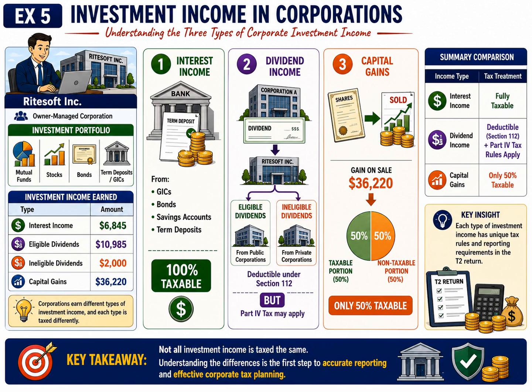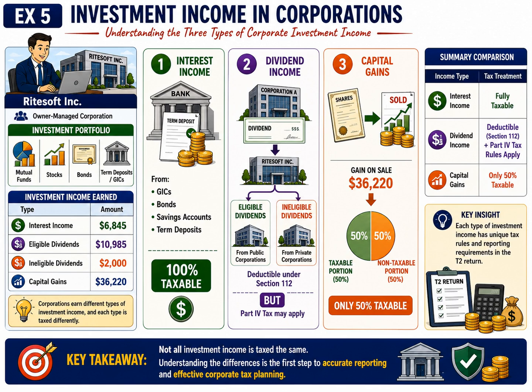The third category is capital gains. Capital gains occur when the corporation sells an investment, such as shares or mutual funds, for more than its purchase price. In our example, the corporation realized a capital gain of $36,220. One of the most important rules in Canadian corporate taxation is that only half of a capital gain is taxable. This means that although the corporation earned a gain of $36,220, only 50% of that amount is included in taxable income. The remaining 50% is not taxable. This favorable tax treatment makes capital gains very different from interest income.